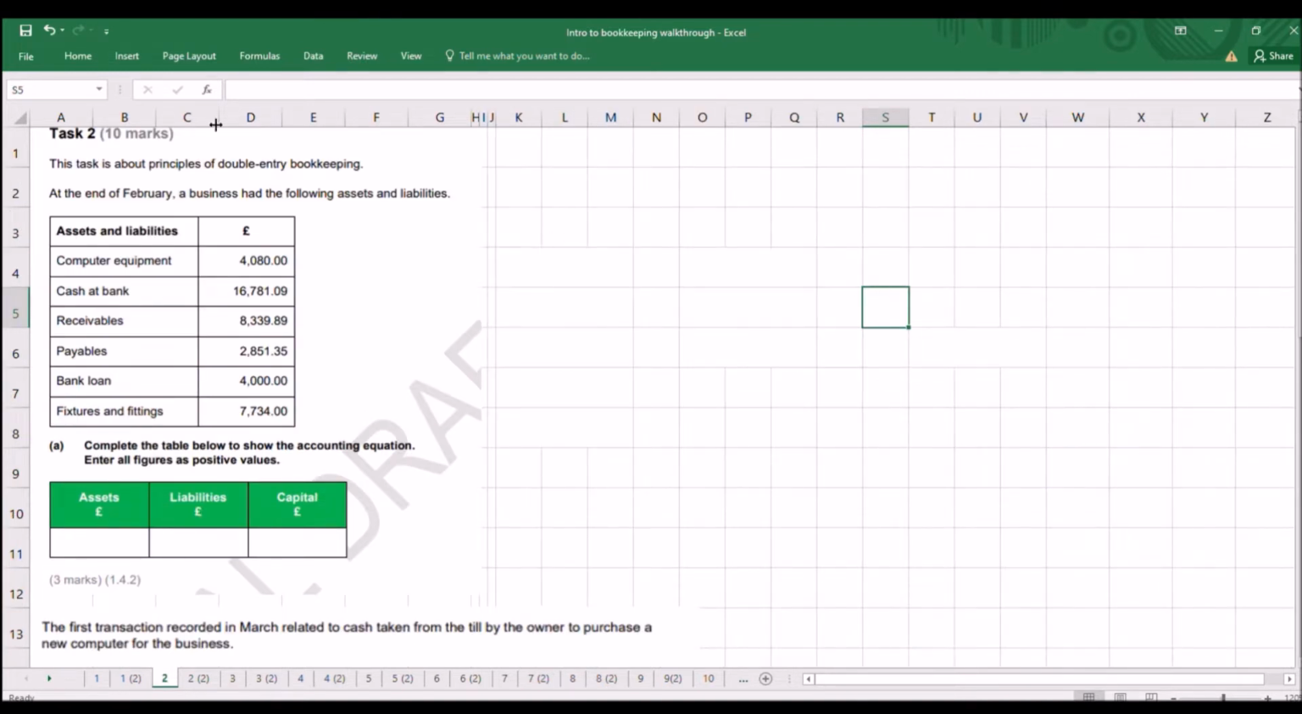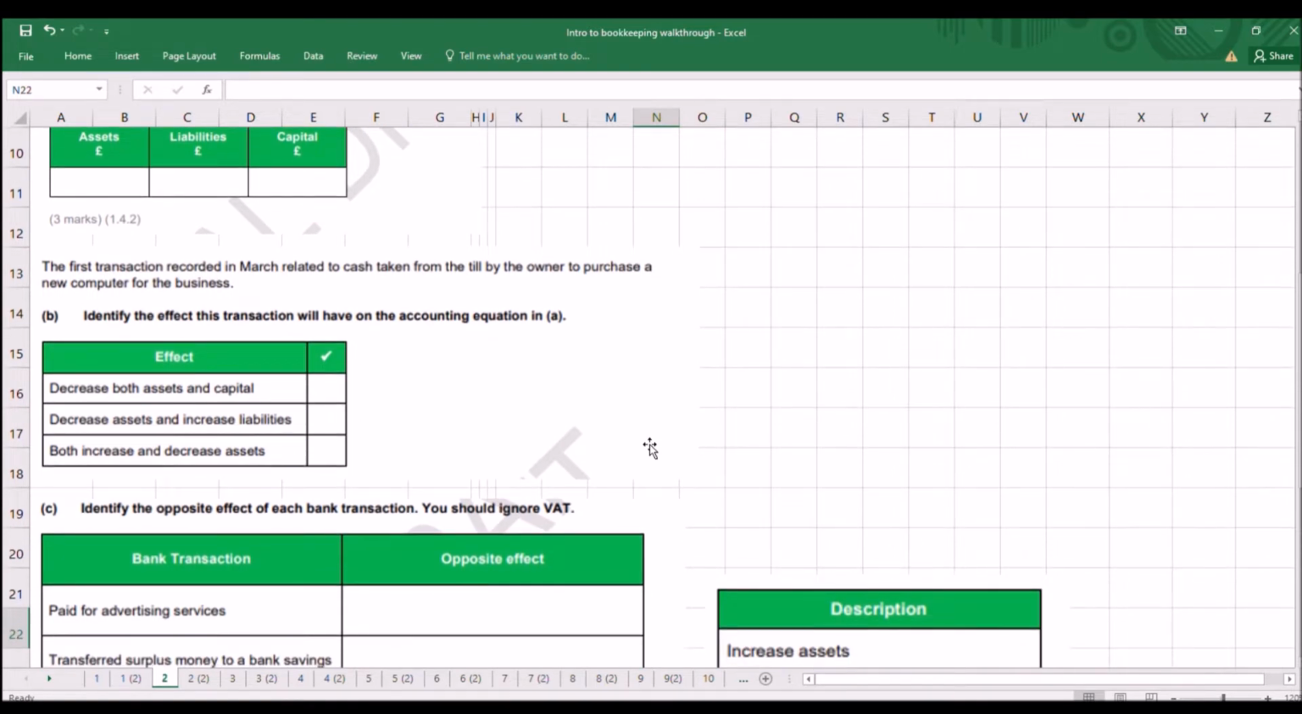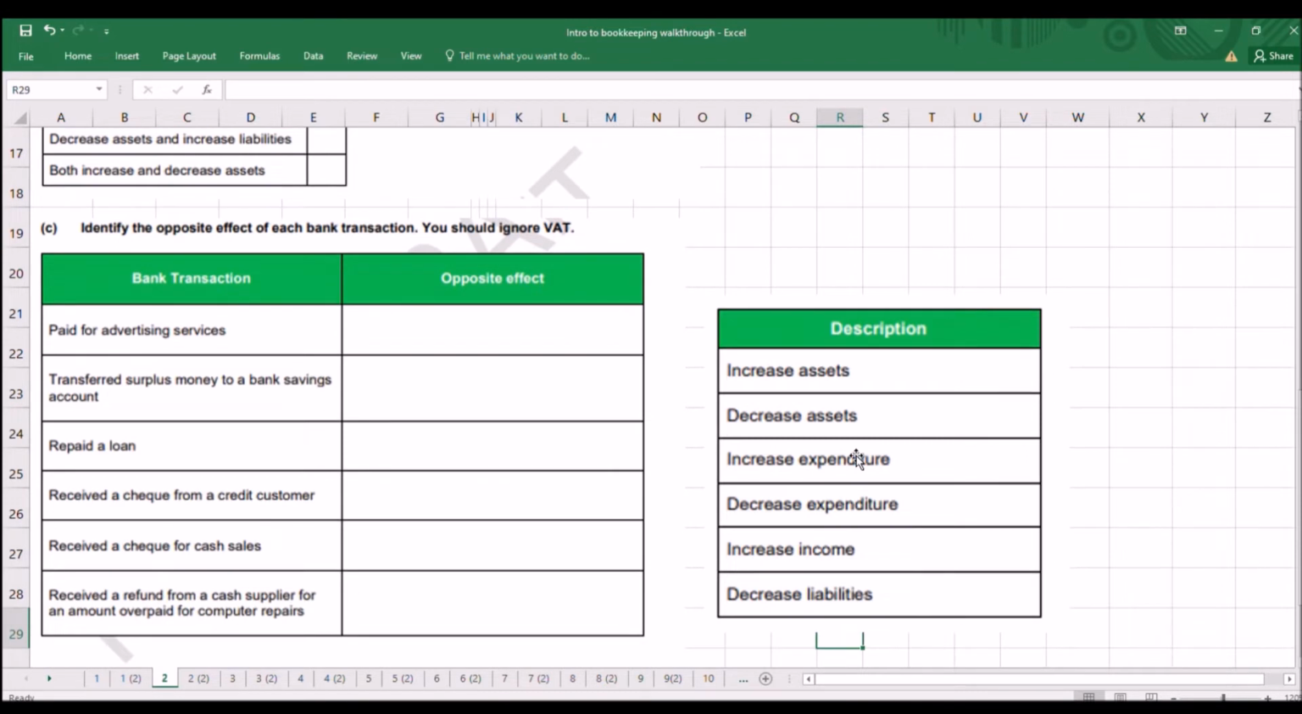Right, question 2. This task is about the principles of management bookkeeping. At the end of February, we've got the following assets. We've got a list of assets and liabilities in here, and we've got to produce the assets, the liabilities, and the capital. Then B. The first transaction recorded in March is taken to be from the till. So that's an opening balance sheet question, and then C. Saying what each of these transactions are going to do. This is a debits and credits question within a journal production. Hopefully you'll be able to have a go at those. Now I'll take you through the answer.